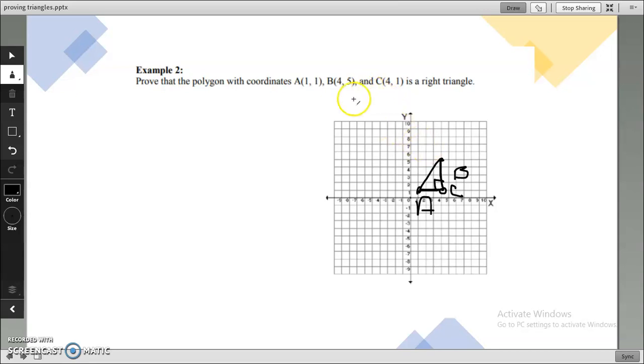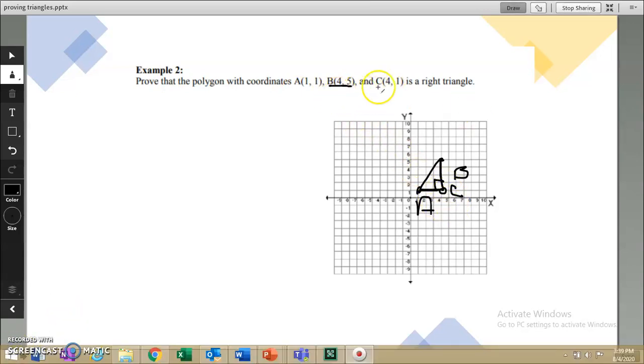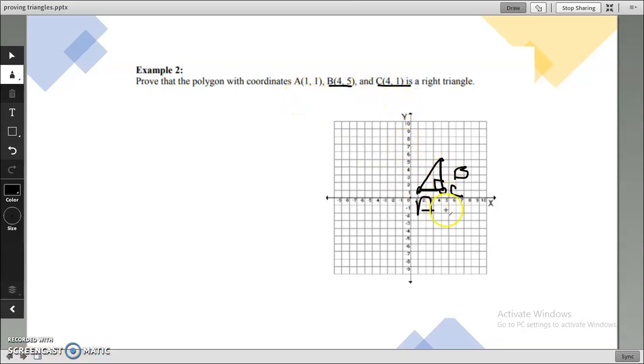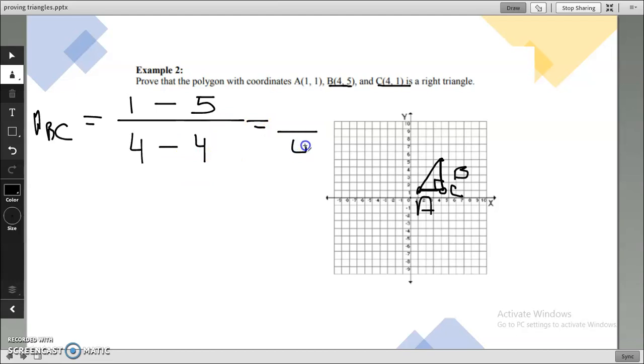Those are the ones we're going to check first. I want to find the slope of the segment from B to C, and then the slope from A to C. Let's do B to C first, with C as my second point. So y2, which is 1, minus y1, which is 5 for my B, over x2, which is 4, minus x1, which is 4. I can already see that this is 0 on the bottom. So the only way they're going to be perpendicular is if AC is 0, and it looks like it because it does look like a vertical line.